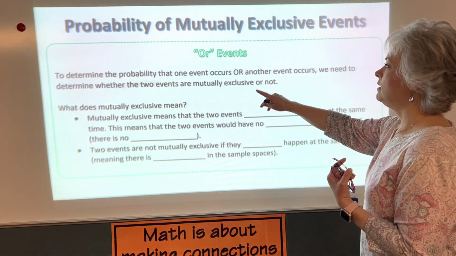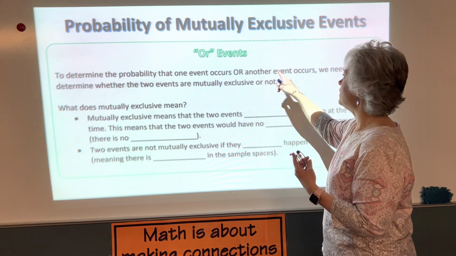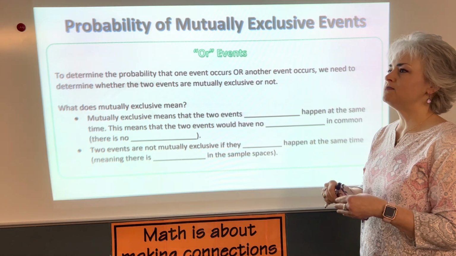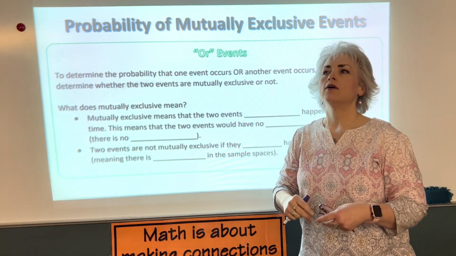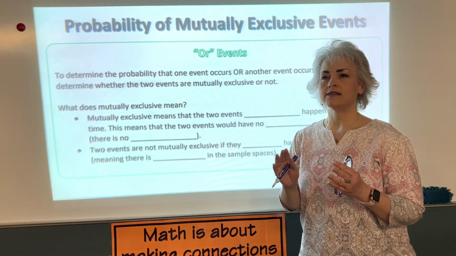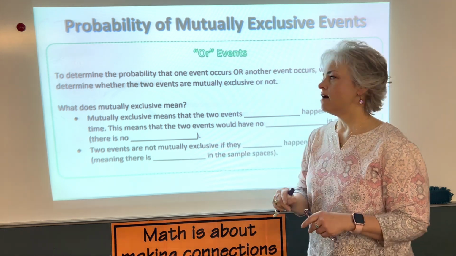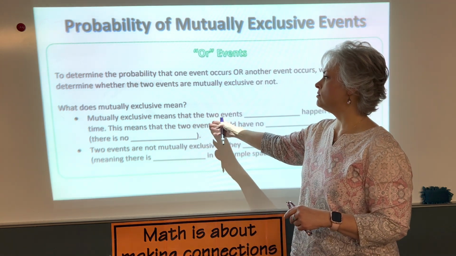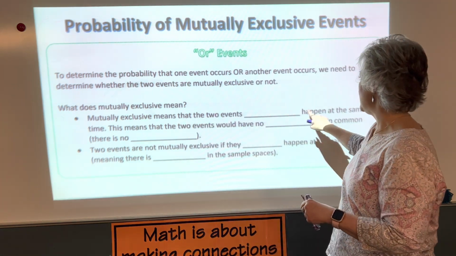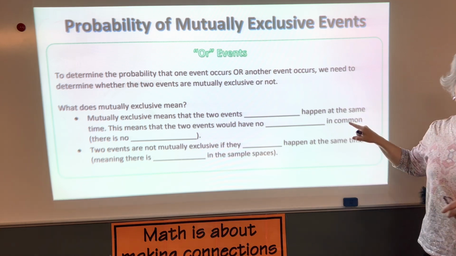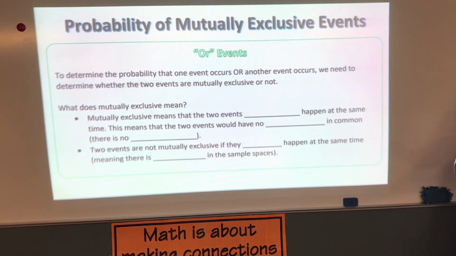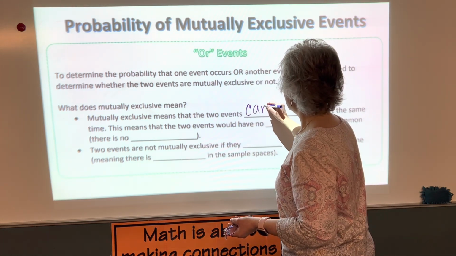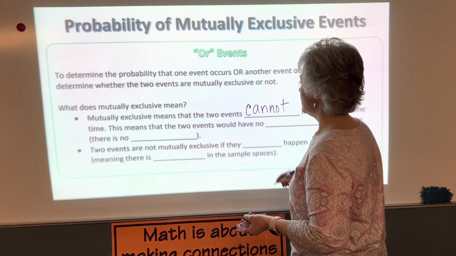To determine the probability that one event occurs or another event occurs, we need to determine whether the two events are mutually exclusive, which means do they happen at the same time, or are the events independent of each other. So what does mutually exclusive mean? Mutually exclusive means that the two events cannot happen at the same time.